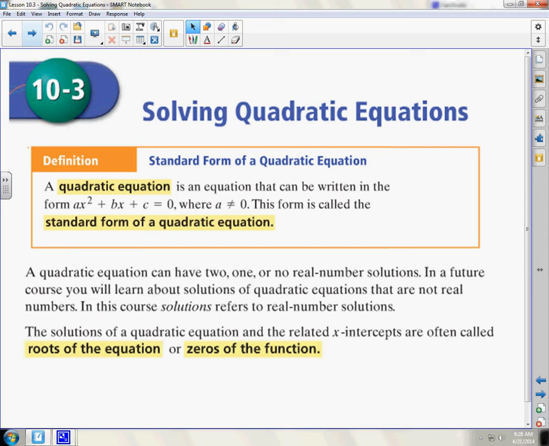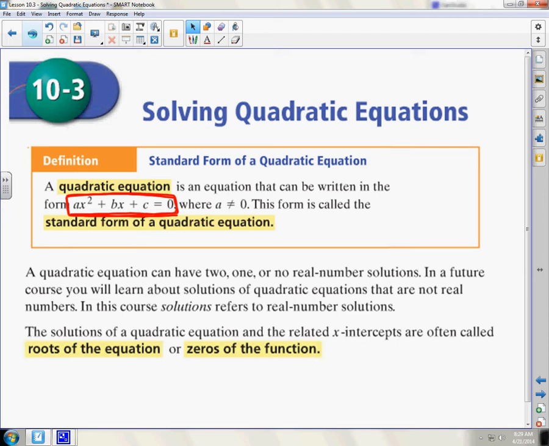A quadratic equation is an equation that can be written in the form ax squared plus bx plus c equals 0, where a cannot equal 0. A has to be 1 or greater. This form is called the standard form. We've already talked about that, so just jot that down. A quadratic equation can have 2, 1, or no real number solutions.